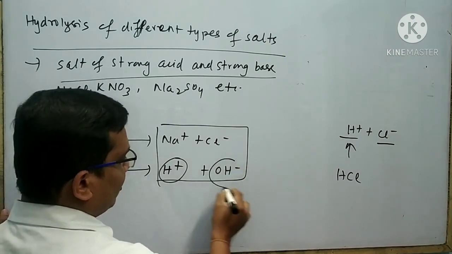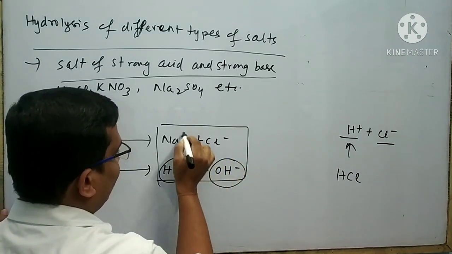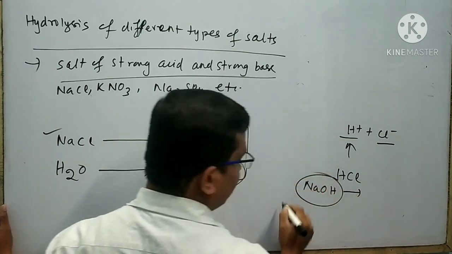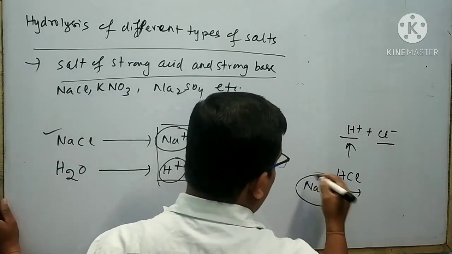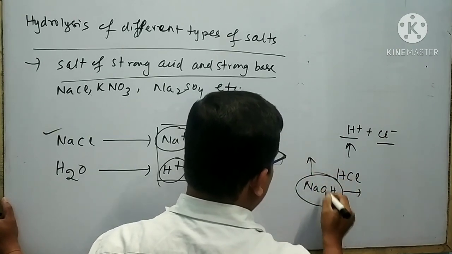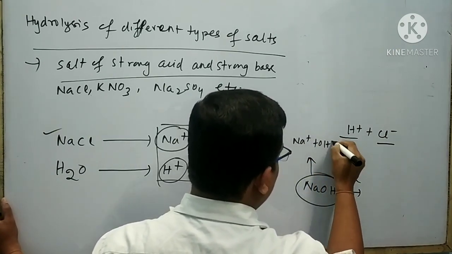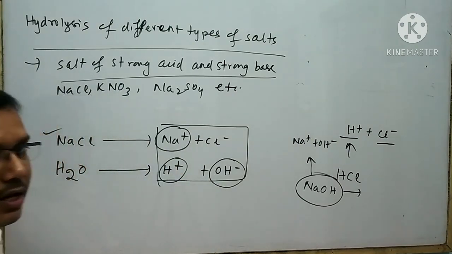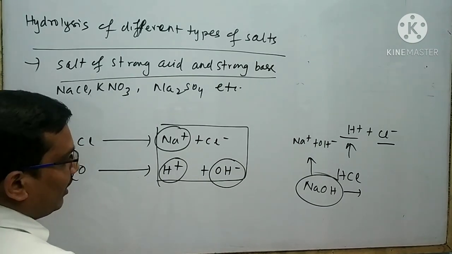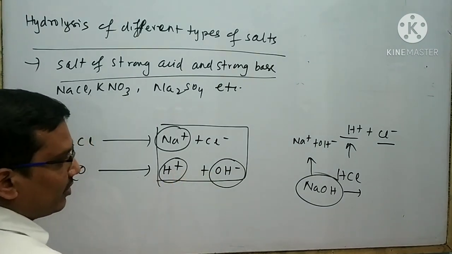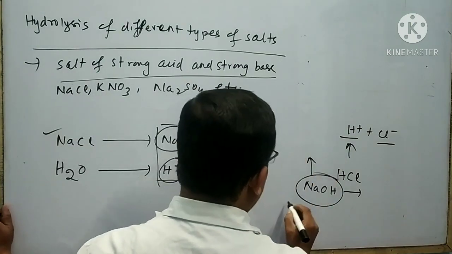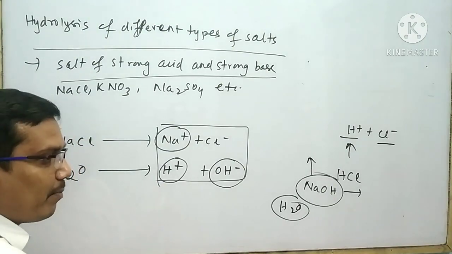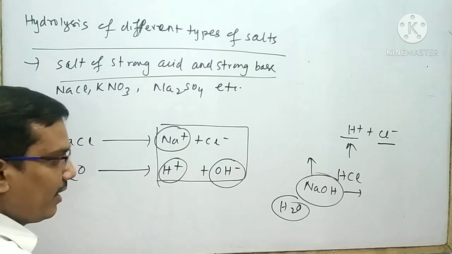Similarly, if OH minus ion interacts with the Na plus ion, then sodium hydroxide is formed. Sodium hydroxide is also a strong base. Again, the formed sodium hydroxide undergoes dissociation, giving Na plus and OH minus ions. Finally, we conclude that here also OH minus ion does not interact with the Na plus ion. If I interact the H plus ion with the OH minus ion, then what will happen? Water is formed. Water is a weak electrolyte. Once water is formed, it does not undergo dissociation again.